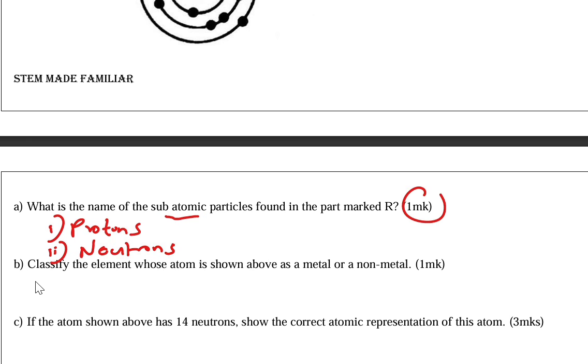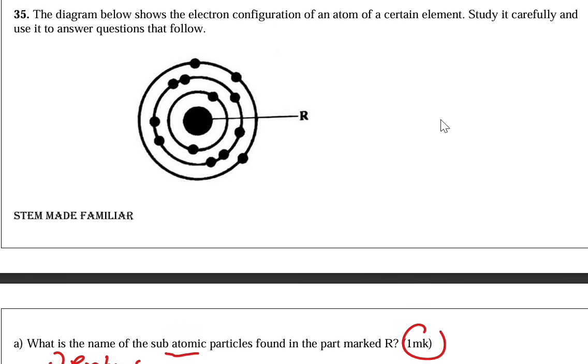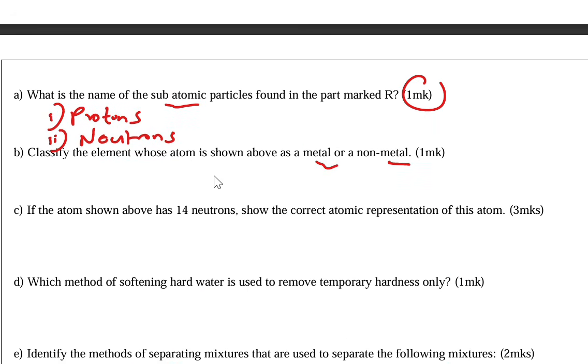Part B. Classify the element whose atom is shown above as a metal or a nonmetal. For you to classify, you look at the outermost energy level and count how many electrons are there. So this is the outermost energy level. How many electrons? 1, 2, 3. You know that metals have either 1, 2, or 3 electrons in the outermost energy level. This one has 3, and therefore it is a metal. And then we get 1 mark.